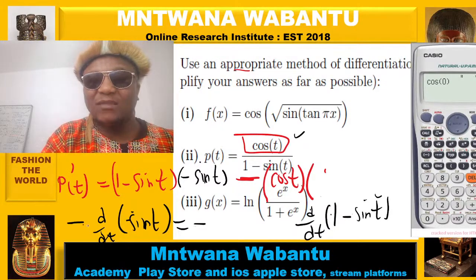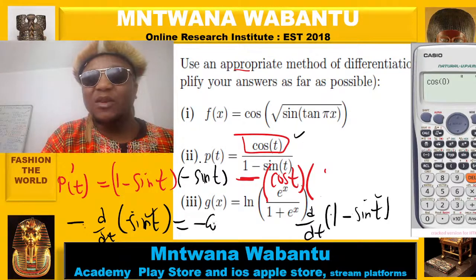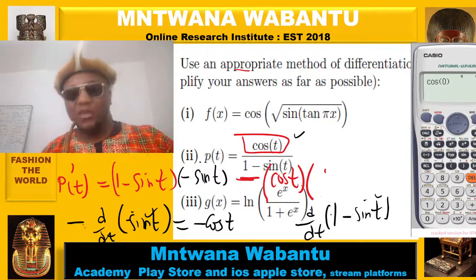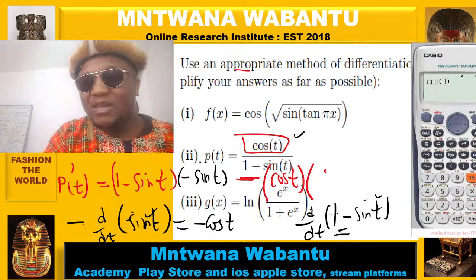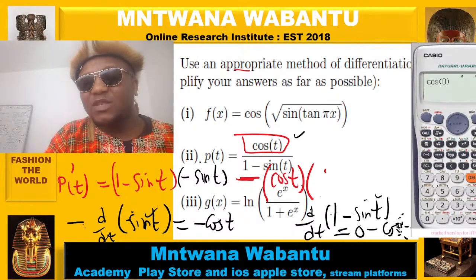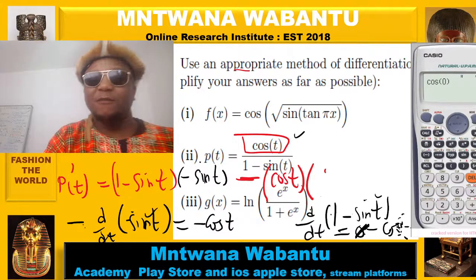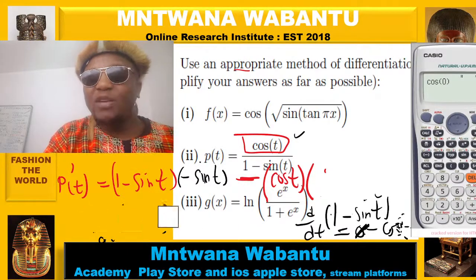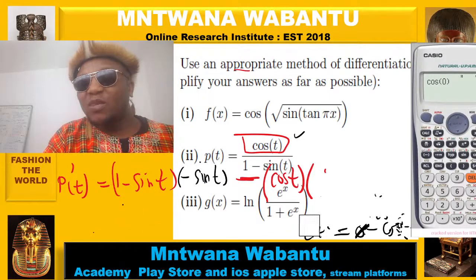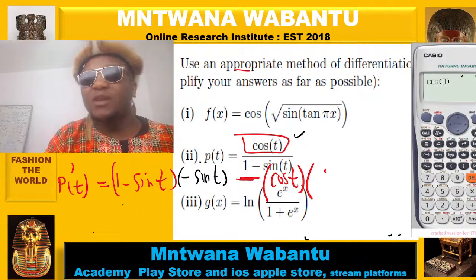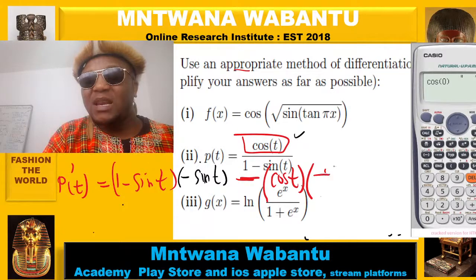But still you have your negative here outside. And then when you differentiate sine, you get cos of t. So then we know this is the same as, say, 0 minus cos of t. But I don't need this 0, so it's just negative cos t. So when you differentiate the whole denominator, it's going to give me negative cos t.